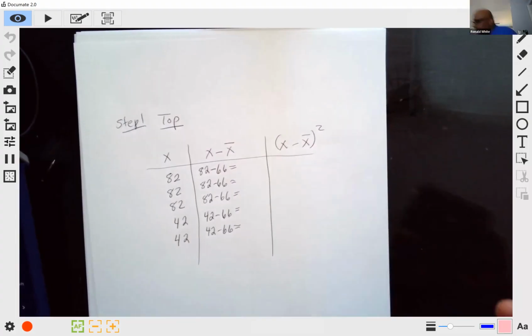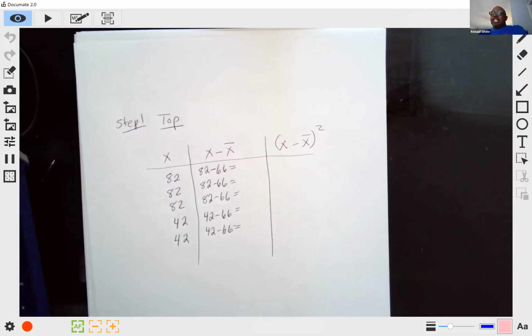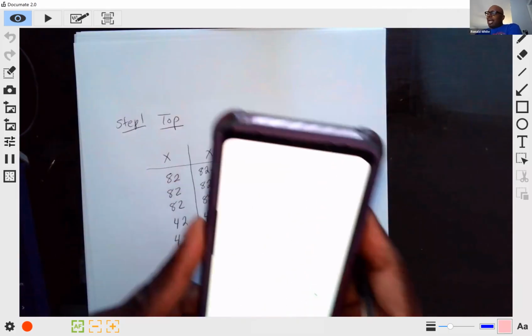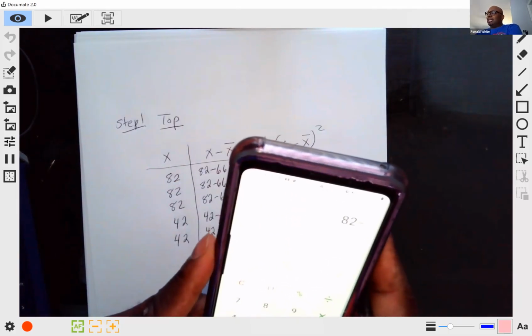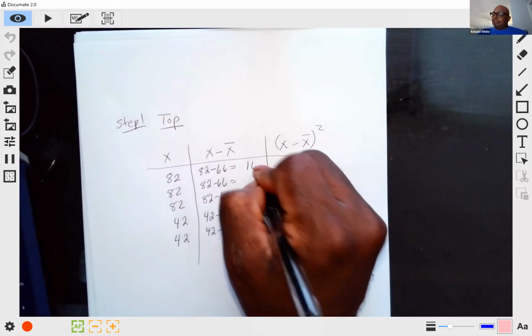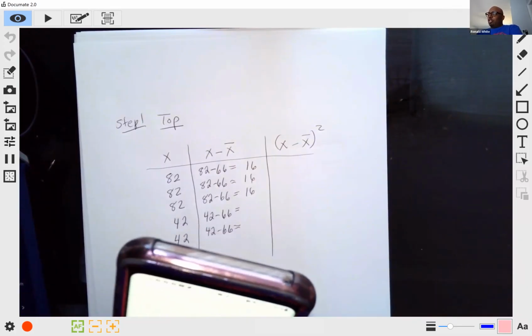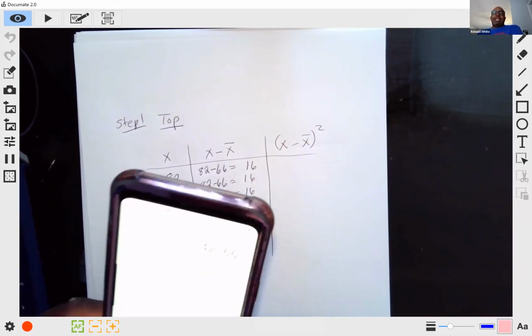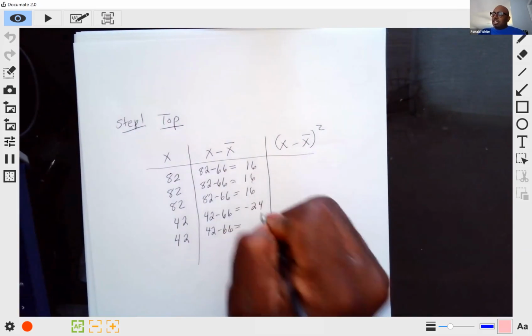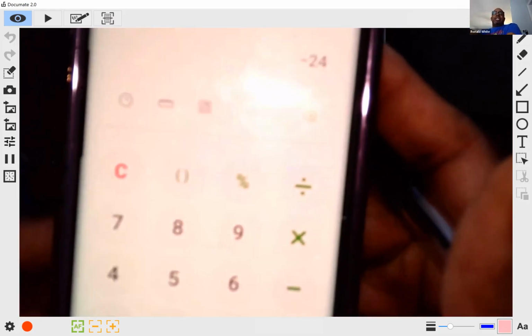Got my little calculator here on the side so we can find these differences. All right, let's see, calculator. And I'll even show you what I'm doing in the screen here. All right, so I'm going to say 82 take away 66. That is 16. And then I'm going to say, be careful with this one. 42 minus 66. That's, you can't see that, but that's negative 24. So be sure to look at the calculator. It's going to tell you, let's see if I can show it to you. Yeah, it's going to say negative 24.